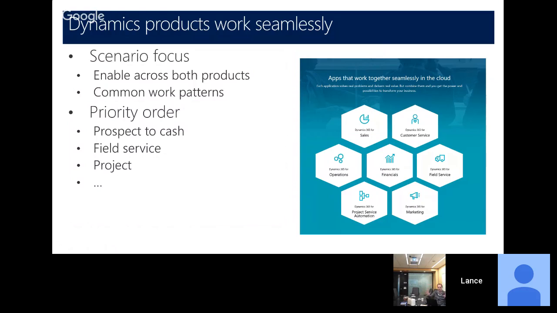So even within prospect to cash, you can have variation. For instance, you can have a front office sales approach, and you can have a back office sales approach. But the key point is that it is common work patterns that we want to enable, and we're going to work along a path of priority order: prospect to cash, field service, and then project.